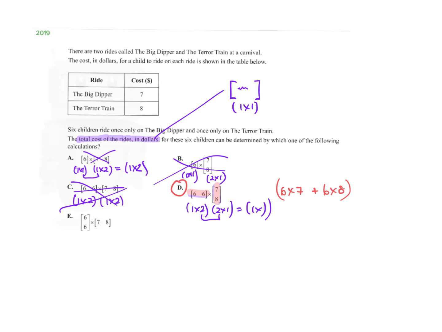And is the last one even possible? We've got a 2 by 1 and it's a 1 by 2. It can be done, but what's the answer going to be? It's going to be 2 by 2, so it's not even. So you don't even have to actually manually do it, but can you see how you could quickly eliminate, and that will help you in an exam.